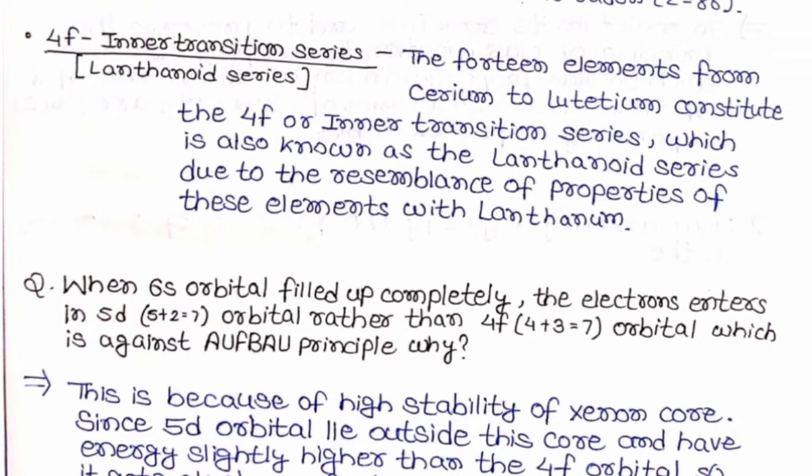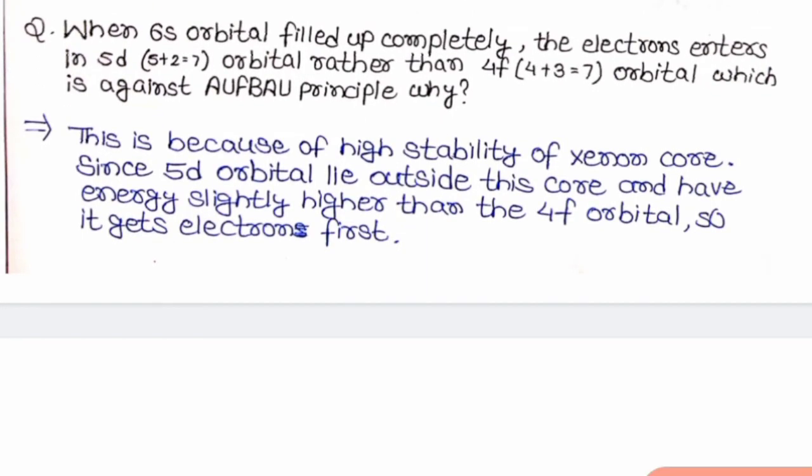Now there is a question: when the 6s orbital is filled up completely, the electron enters the 5d orbital rather than the 4f orbital, which is against the Aufbau principle. Why? The answer is the high stability of the xenon core, since the 5d orbital lies outside the core and has energy slightly higher than that of the 4f orbital, so it gets the electron first.